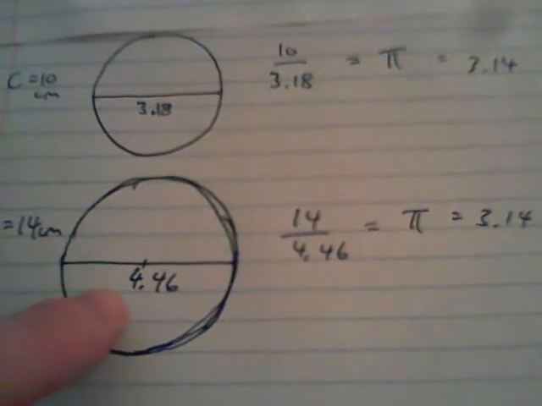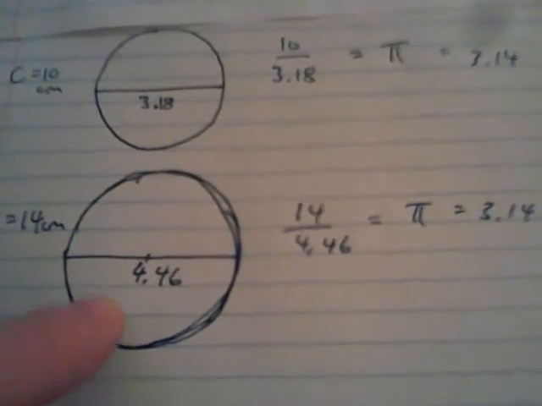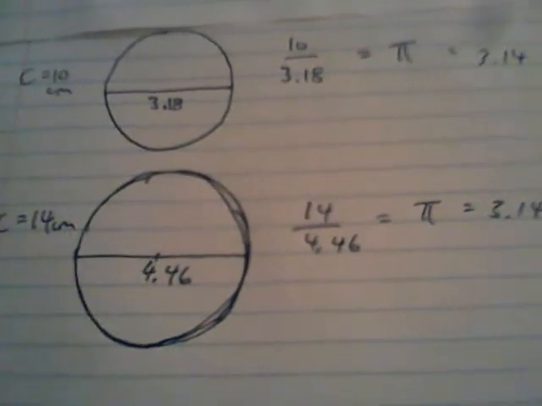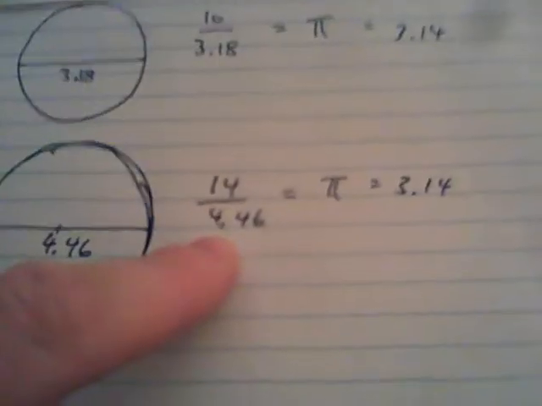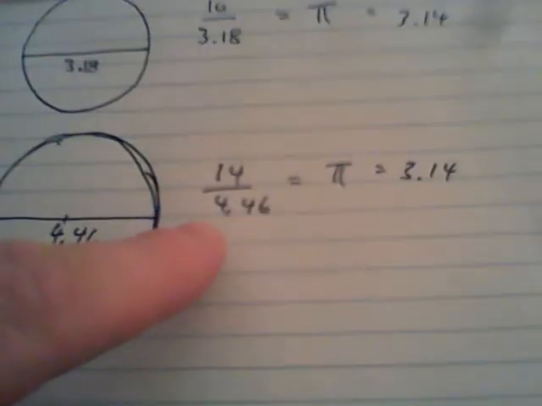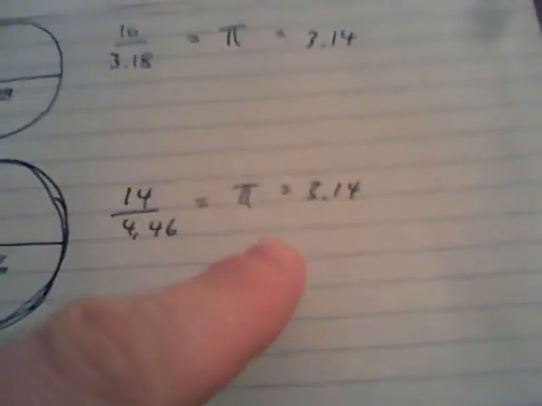You should find that the diameter across through the middle is about 4.46, and when you divide that diameter into the circumference, you'll get this number that's about 3.14, which is about pi.